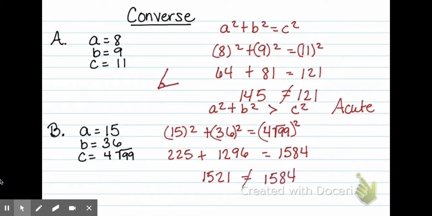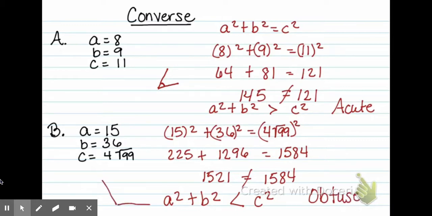But the c squared is actually bigger. So when a squared plus b squared is smaller than the c squared, meaning the c squared side is bigger, this is an obtuse triangle. It actually made that angle wider. So it made it wider here across from the hypotenuse. And that's why it's an obtuse, okay, because its c is longer.